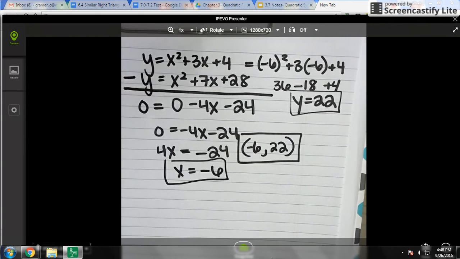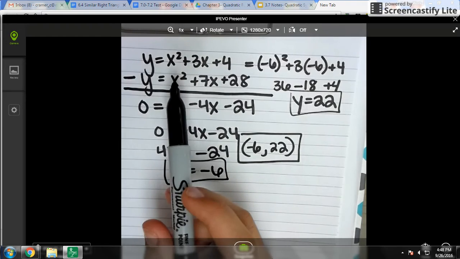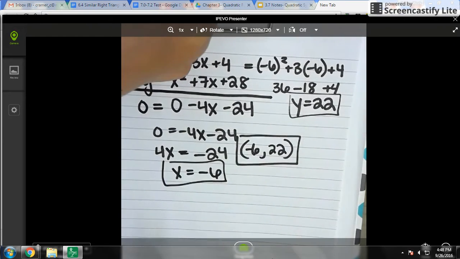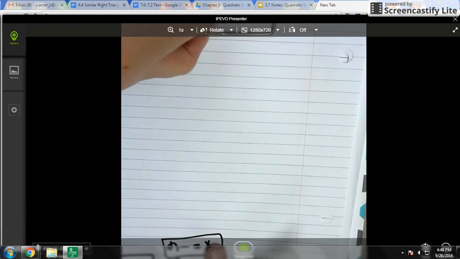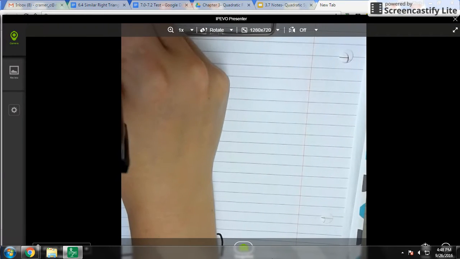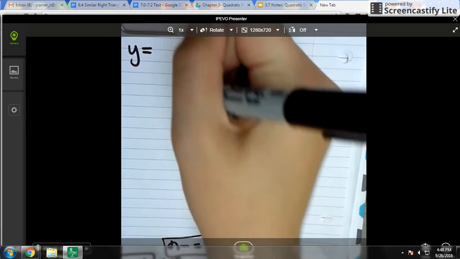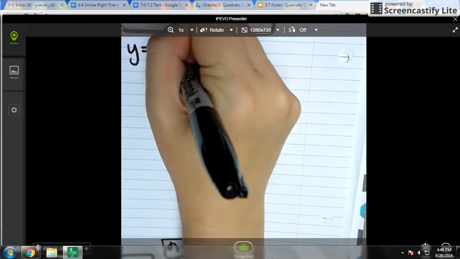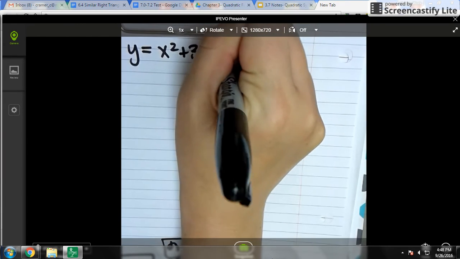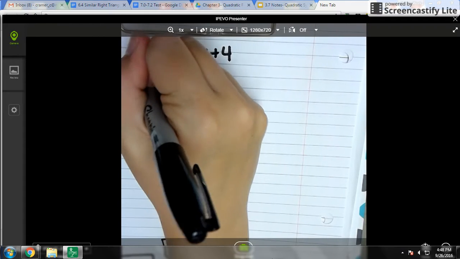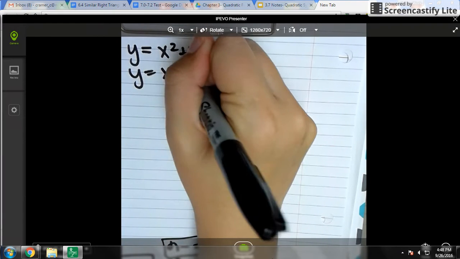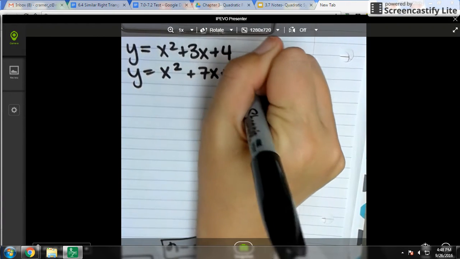And we can also solve by substitution. So I'm going to do the same problem, but use substitution. So we have y equals x squared plus 3x plus 4, and y equals x squared plus 7x plus 28.